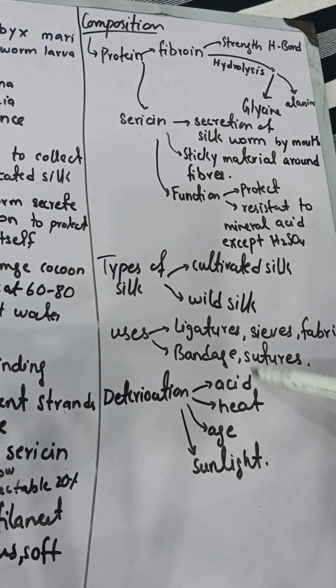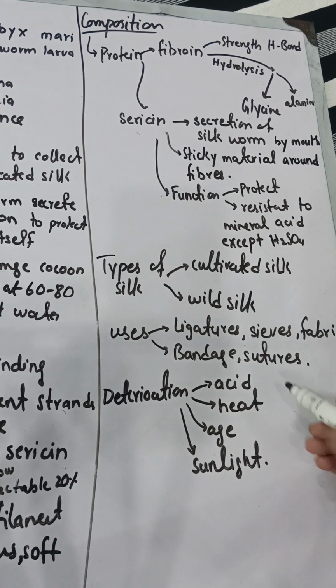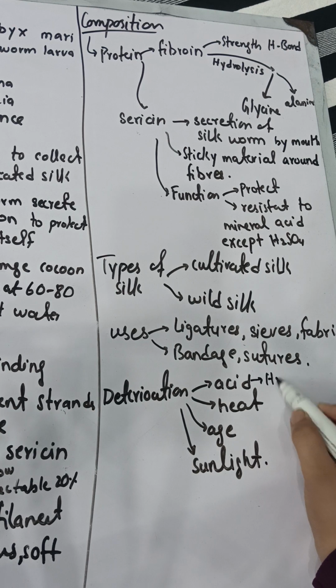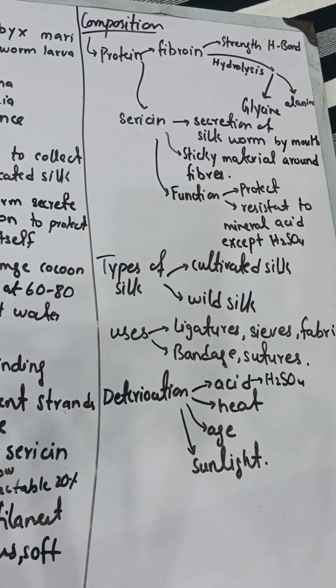Deterioration happens when they come in contact with acid, and the specific acid is H2SO4. Heat: when you heat them at a high temperature above 100, they cannot bear that. Age also matters. If kept for a long time, deterioration due to bacteria happens. Sunlight has a greater effect: if they are exposed to sunlight for a long time, they begin to deteriorate due to bacteria present in the air. So this was all about silk.